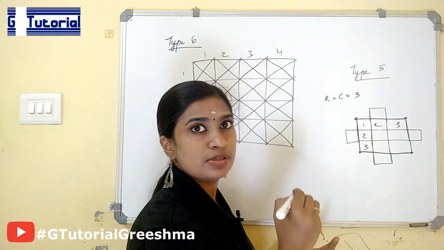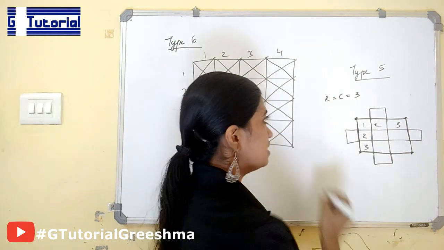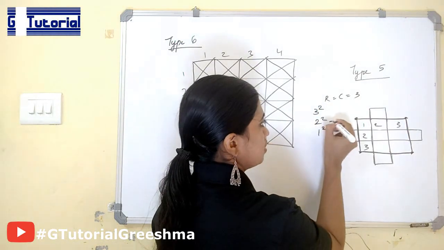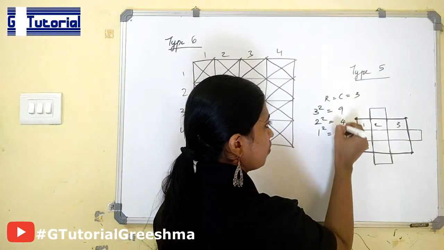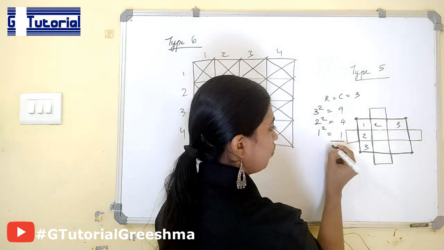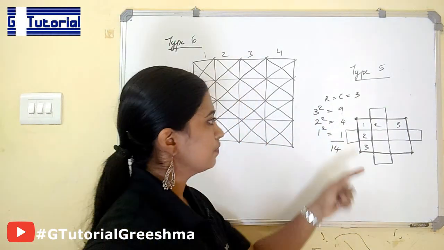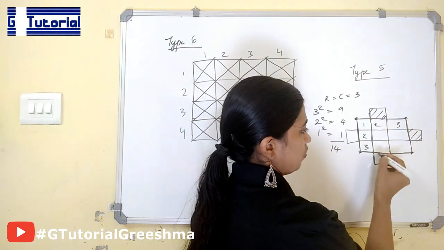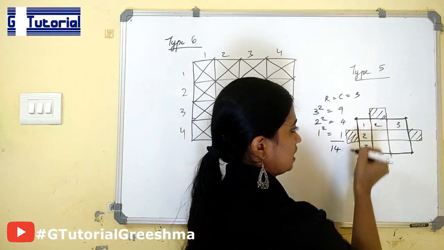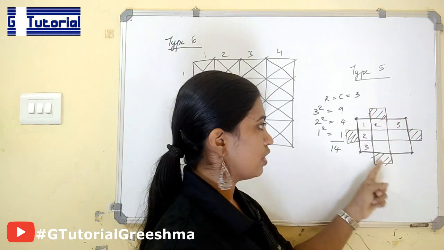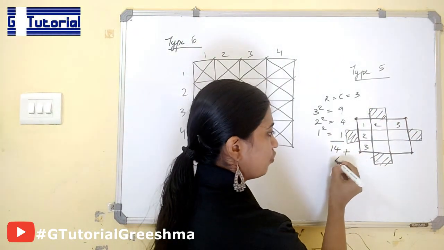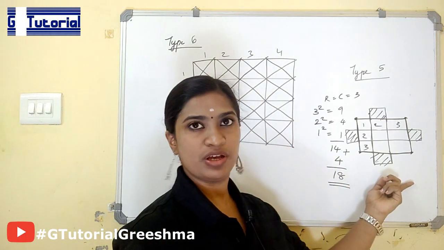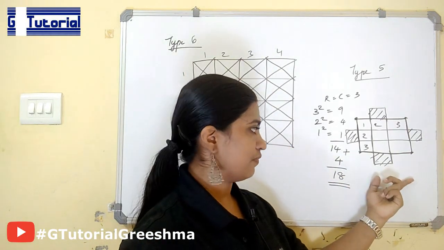So the number of squares present within that is 3 square plus 2 square plus 1 square. So 3 square is 9, 2 square is 4 and 1 square is 1. So 14. Plus 1 square is present here, 1 square is present here, 1 square is present here, and 1 is present here. So 1, 2, 3, 4. 14 plus 4. 18 is the number of squares in this figure. This is the type 5.